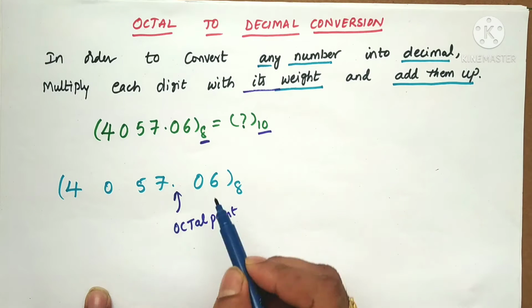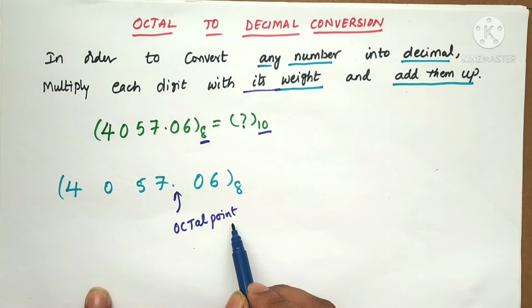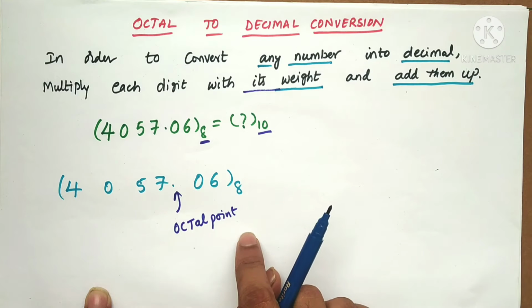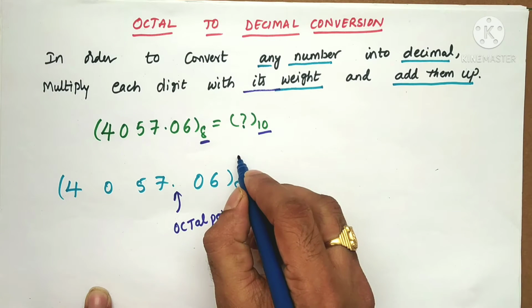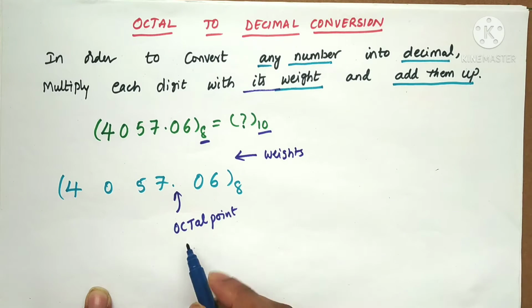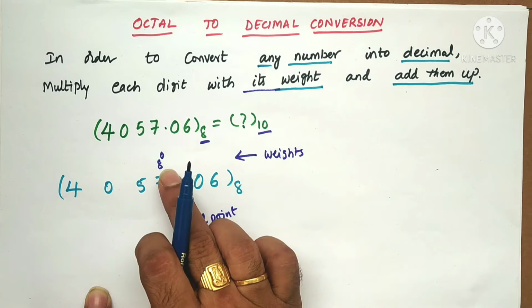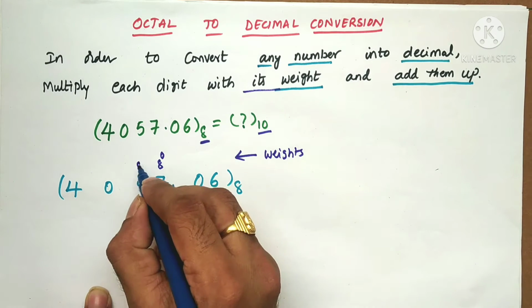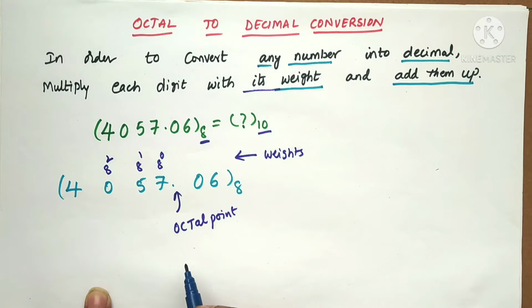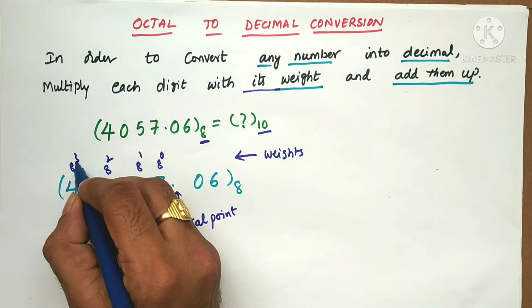This point is called the octal point. Likewise, as in the decimal point, the point in the octal number system is called the octal point. Right? We have to write weights here. The weight here is 8 power 0. Since the base is 8, the powers are 8 power 0, and here the power is 8 power 1, and the power here is 8 square, and the power here is 8 cube.